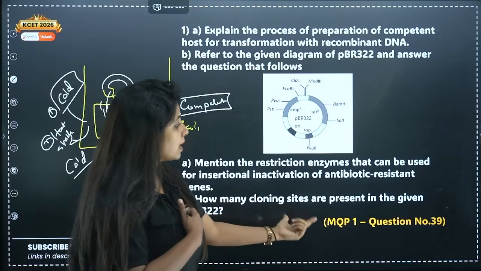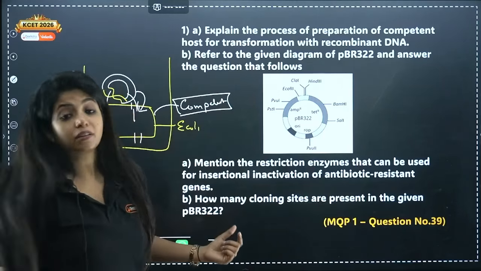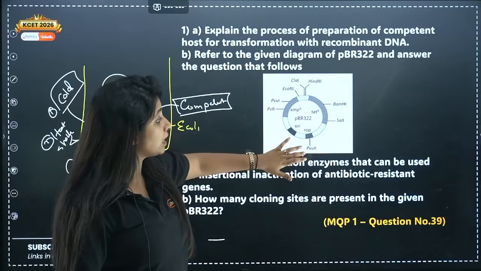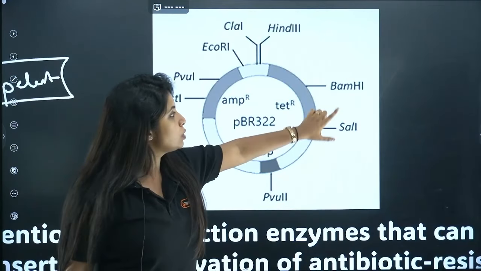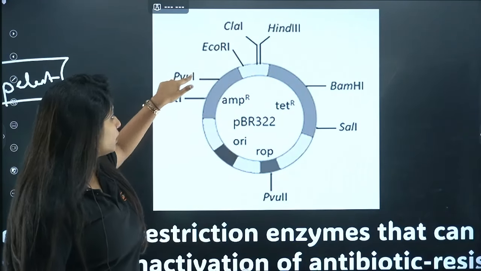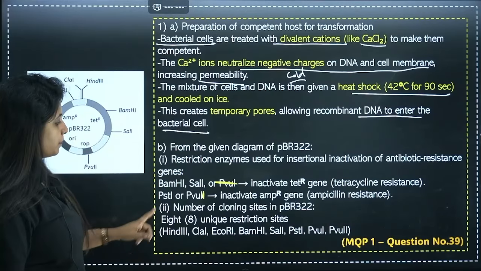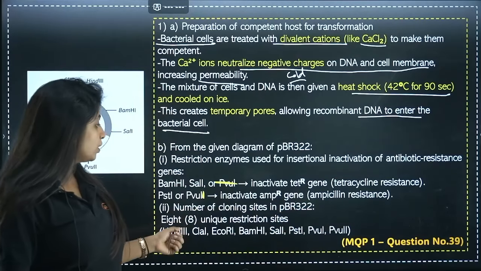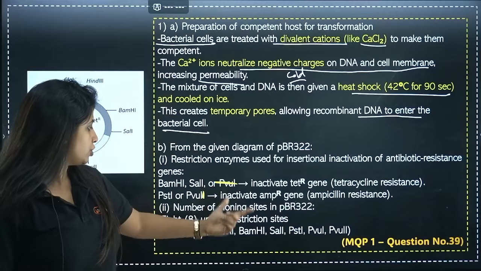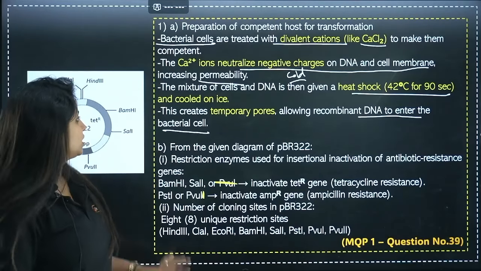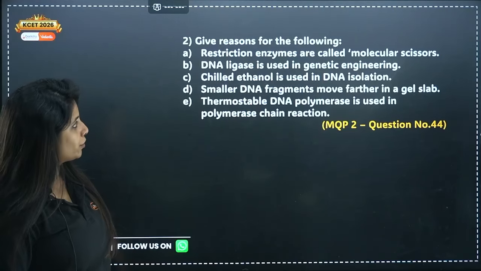How many cloning sites are present in the given pBR322? How many restriction enzyme sites are present is being asked. So 1, 2, 3, 4, 5, 6, 7, 8. Eight restriction enzyme sites are present. Number of cloning sites in pBR322 is eight unique restriction sites. Done. So this is an MQP1 question, very important.